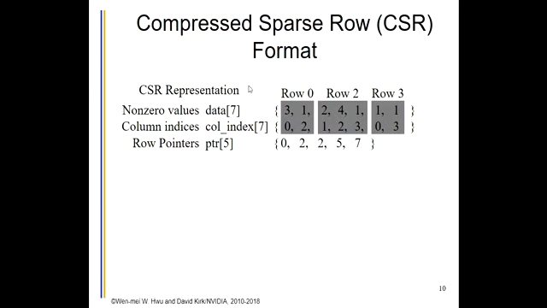So the CSR representation does the following. We still use row major layout, so all the elements in the row are still going to be placed consecutively in memory. However, we'll squeeze out the zeros. Row 0 had only 2 non-zero elements, so we squeeze out those zeros, and row 0 is now stored as only 2 elements.